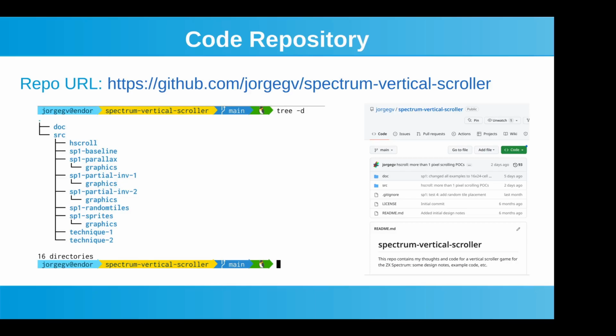There is a documentation directory where you can find the source for most of the articles about this that I have published in the forums. And also there's a source directory which has a directory for each of the examples, and also some other tests that I have been doing, not related to SP1 but related to scrolling. You are very welcome to clone the repository and explore it and do whatever you want with it, and share any comments.